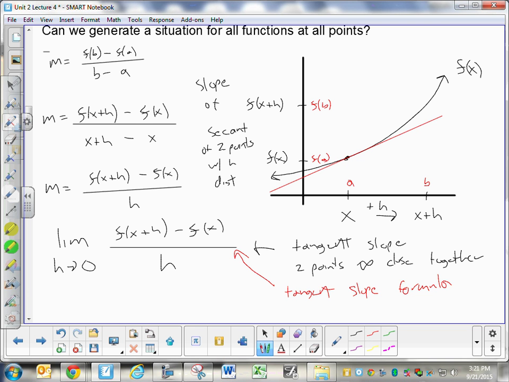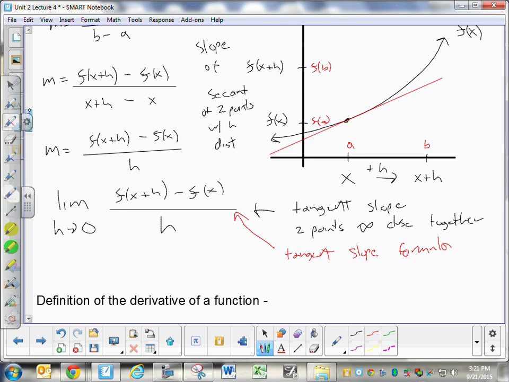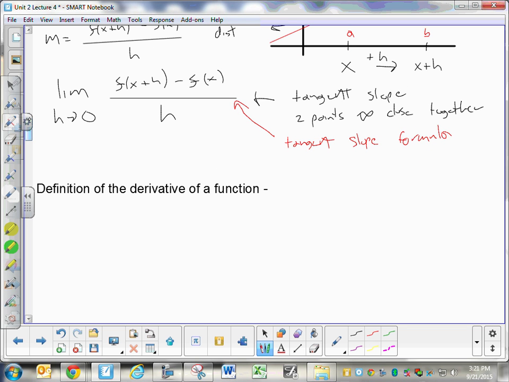Fascinating. If I just can find a limit of any function at any point, as h approaches 0, but I'm using h as a distance, and I can use the point for any x, boom, I can find the tangent slope. And this is actually what we consider the mathematical definition of a derivative. Okay, we said it's a fancy math word for instantaneous rate of change, but we will say the definition mathematically is the limit as h approaches 0 of 2 points that are getting infinitely close together.